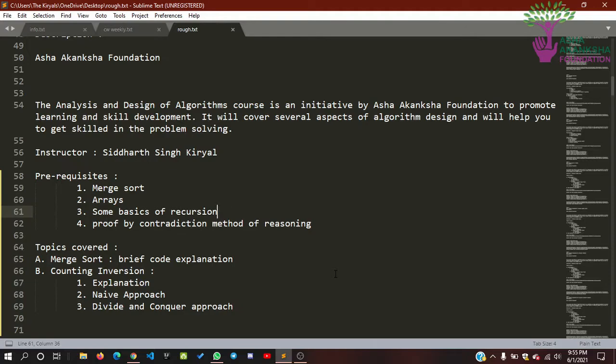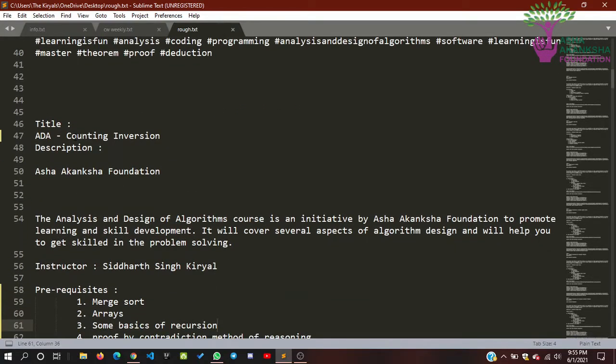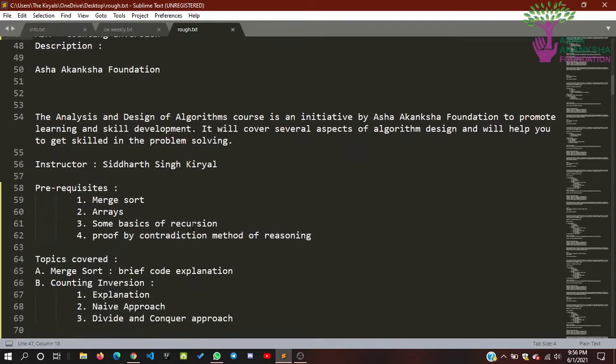My name is Siddharth Singh Kiryal, and in this video, I will be presenting the topic of counting inversions, which is an ADA topic. The prerequisites of this video are that you should have some basic knowledge of merge sort, some basic knowledge of arrays. You should know the basics of recursion and divide and conquer type of algorithms, as well as you should know the proof by contradiction method of reasoning.